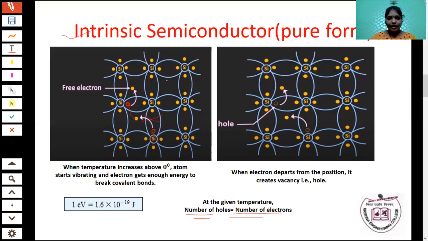At 0 degrees Kelvin, the semiconductor material acts as an insulator. When the temperature increases, the electron in this valence shell gets enough energy, breaks the covalent bond and moves to the conduction band. Okay. The moving electron is called a free electron. Whenever the electron departs from this place, it creates one hole. This hole is filled by an electron from the other atoms. So in the intrinsic semiconductor, the number of holes is equal to the number of electrons.